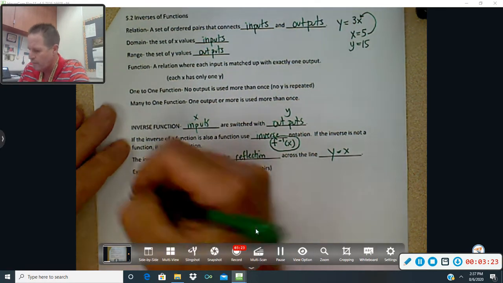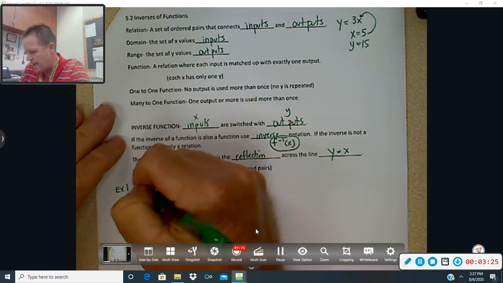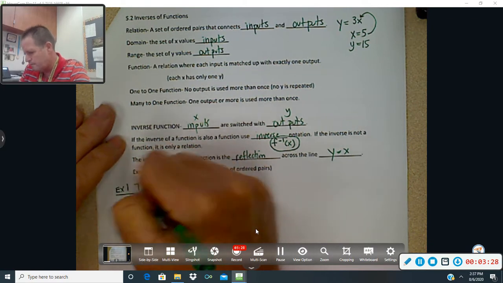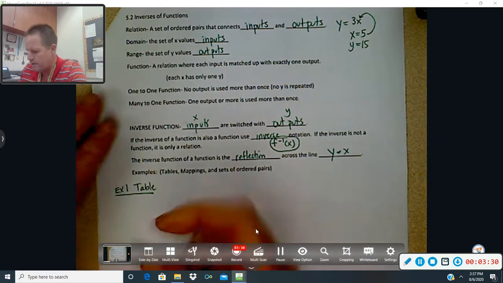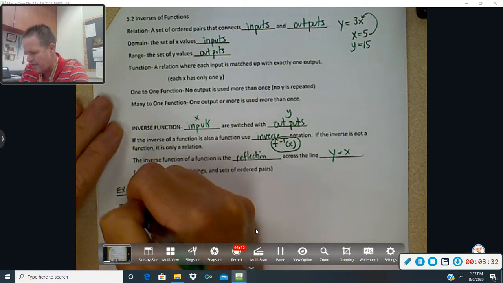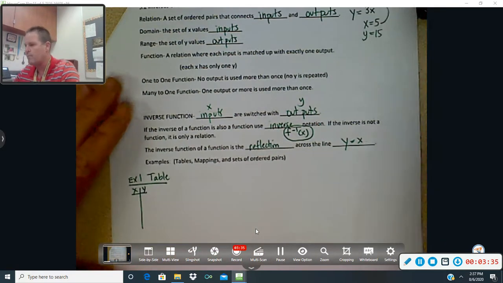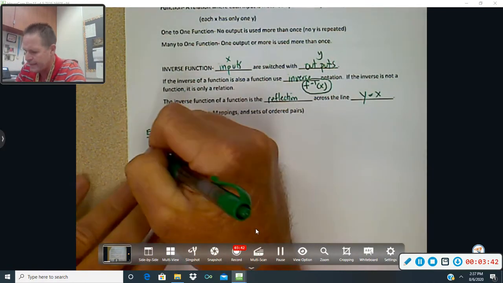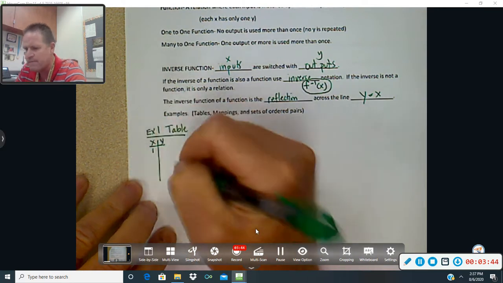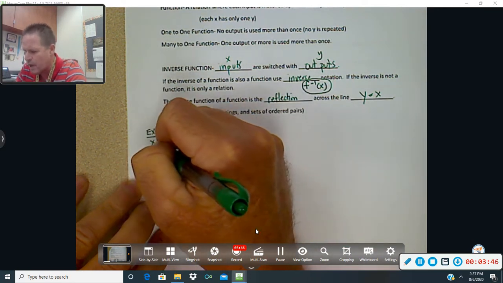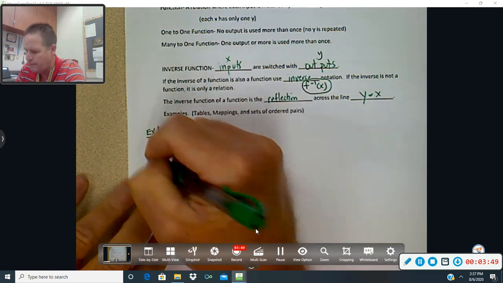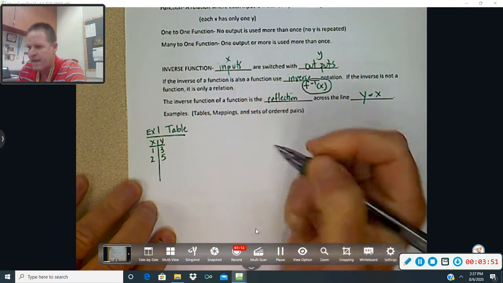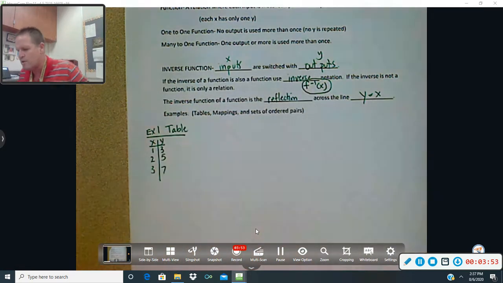Okay, so here we go. First example is going to be if I have a table. Okay, so what does that look like? You've seen tables before. We're talking about this kind of table. An input-output table. Some teachers call them an XY T-chart. Depends on what you want to call it. Okay, and let's say that I know from the equation that I have, 1 gives me 3 when I plug it in, 2 gives me 5, and 3 gives me 7. I'm just making up these numbers. There's nothing that we actually did to get that.